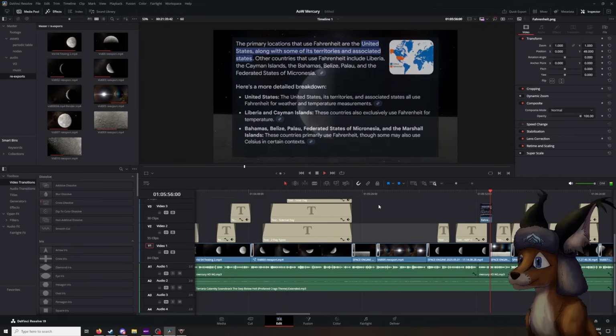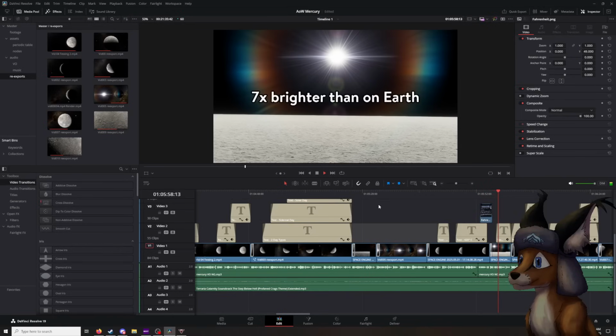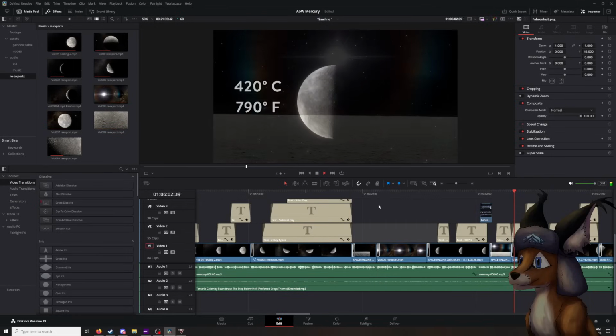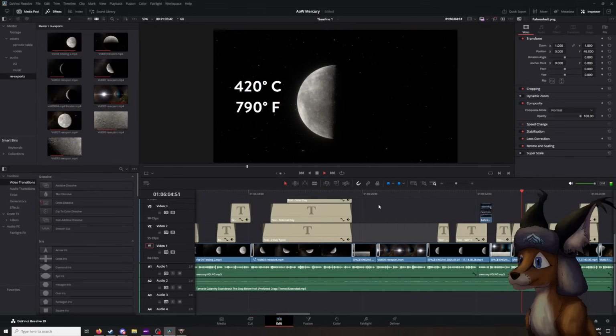For some added perspective, the sun is about 7 times brighter on Mercury than it is on Earth, which might help explain the heat. Because there's no atmosphere to distribute all this heat, though, the nighttime side sits at an average of negative 170 degrees Celsius, or negative 270 Fahrenheit.